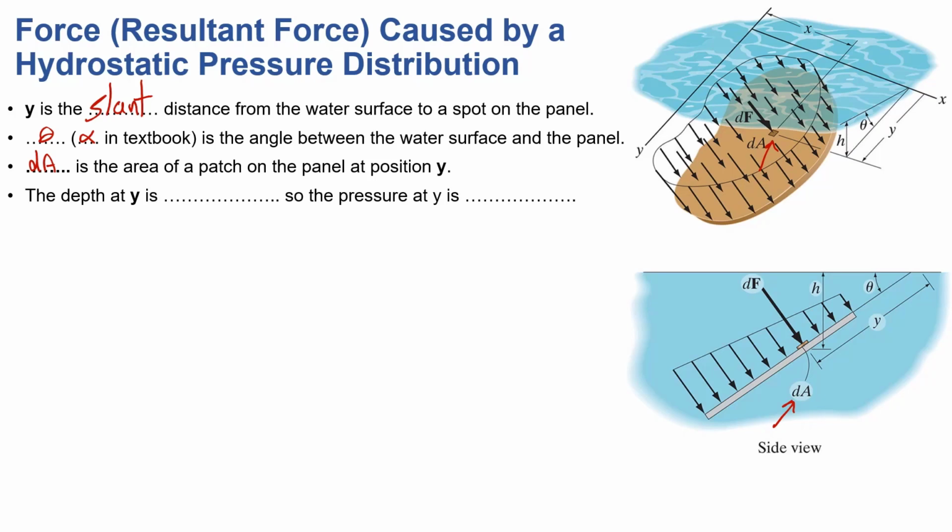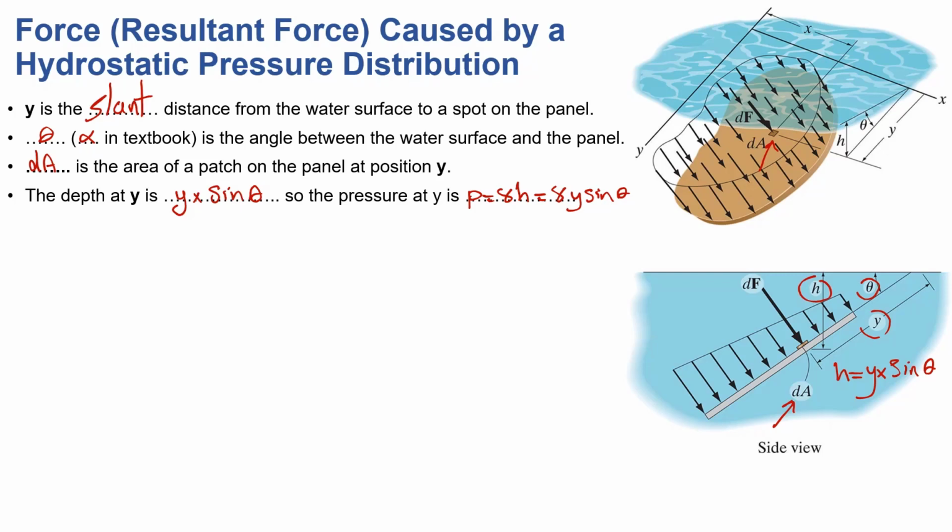If I ask you what would be the depth of that patch, you would tell me that you have theta, you have y, and you have h. So h, which is the depth, can be written as y times sine of theta. And if I ask you what's the pressure at that point, you would simply tell me that pressure would be equal to gamma times h. And I already know what h is, so it would be gamma y sine of theta. Cool.